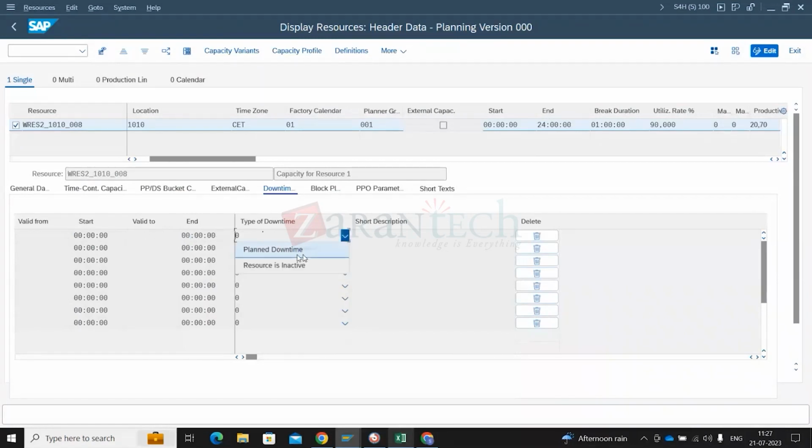from timing and type of downtime. You need to select whether it is planned or unplanned. So it is an unplanned downtime because of a breakdown. So put the resource inactive, give some description, and boom. Next time the scheduling algorithm is run, it would just push out all the orders outside.